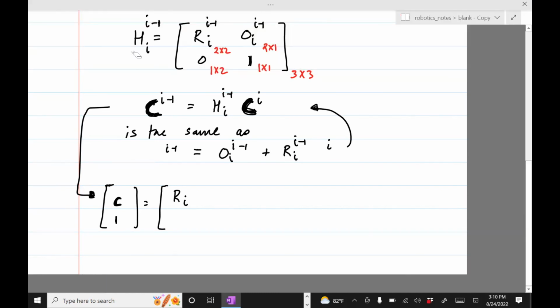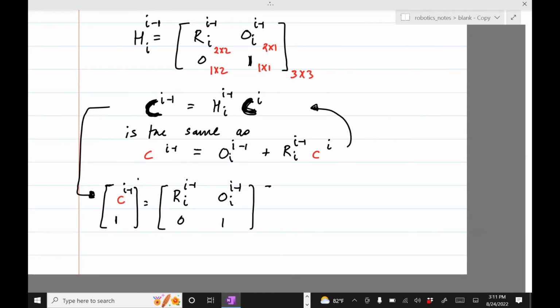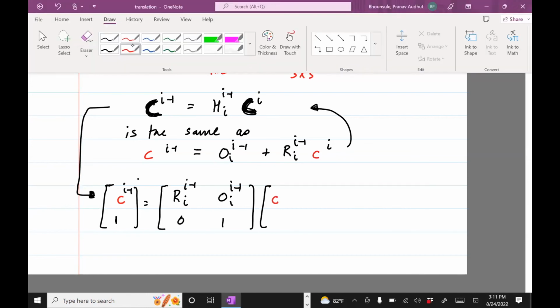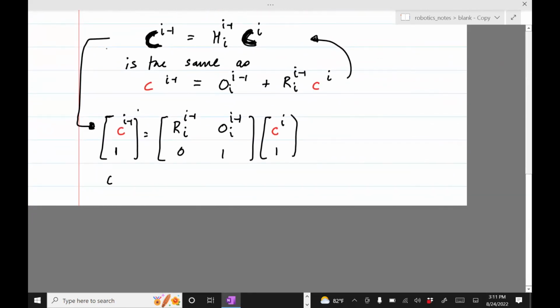You know what? Let me just change the color. It should be i minus 1, and the same thing here, it will be C_i with a 1. So when you expand this out, you'll see that it is equal to R_i c_i plus O_i^{i-1}. So what I did was I took this, multiplied with C, so I got the first term, and then I multiplied the second term with 1, and I got this. And then for the second row in the block matrix, it will be 0 times C, which is 0, and 1 times 1, which is 1.